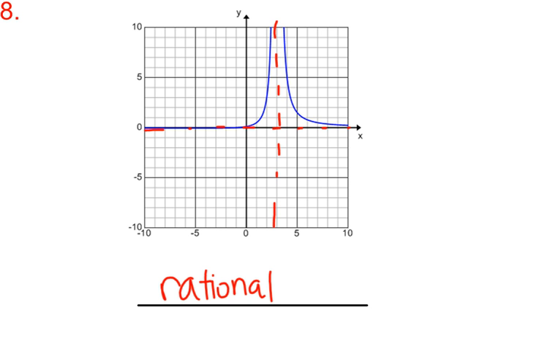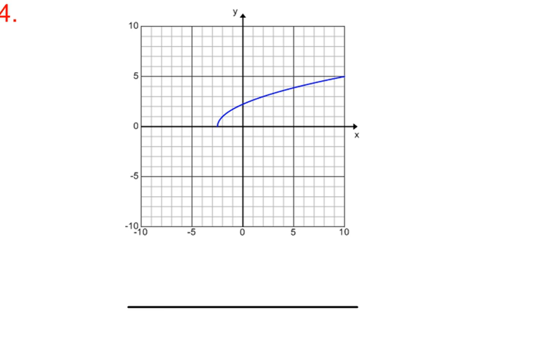A square root function is one I think you might not remember, but that would be an example of half of a sideways parabola. That's what a square root function looks like. It's just half of a sideways parabola. So looking at what we have left on this page, hopefully you can identify number 4 as our square root function.